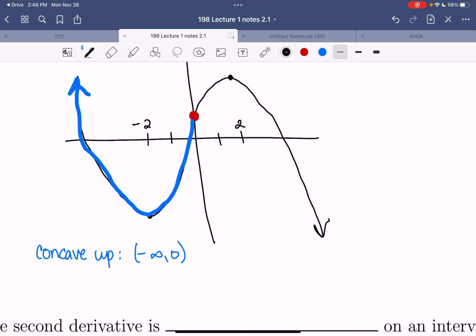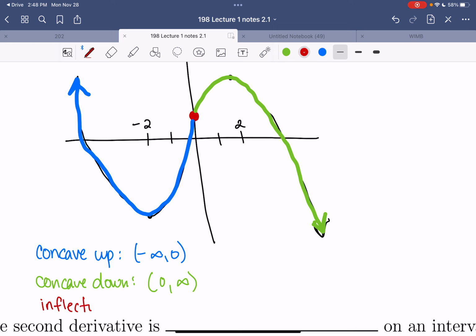And to the right of that red point, we have sad face, curved downward. And so that one we would say is concave down. And it's concave down on the interval from 0 to infinity. And my red point is what I'm calling an inflection point. And that's where the concavity changes, and that's at x equals 0. Okay. Now what we want to be able to do is to connect this behavior to our derivatives.